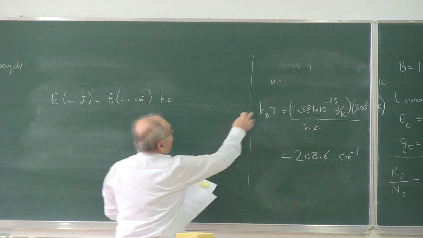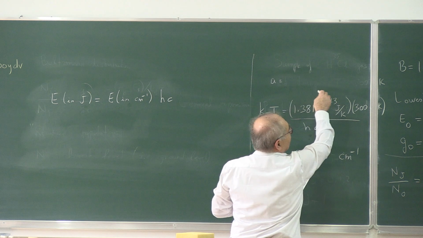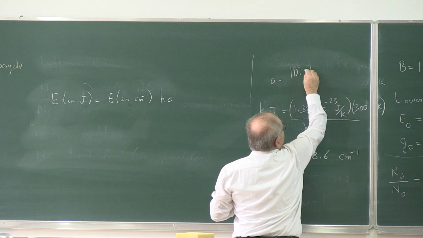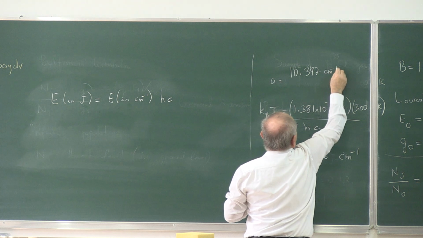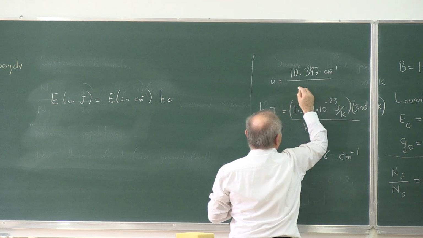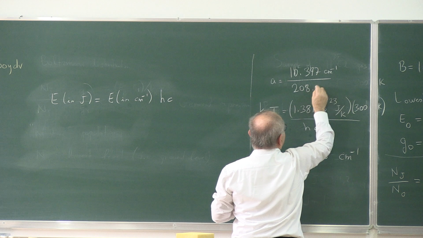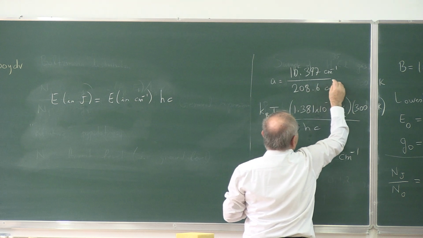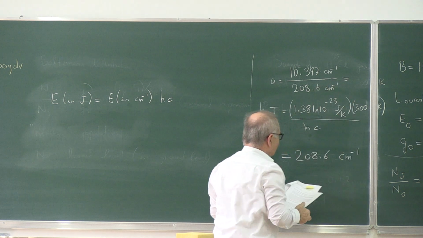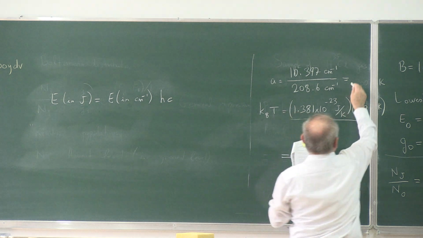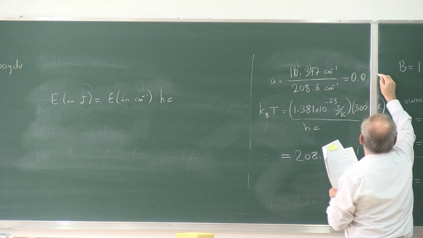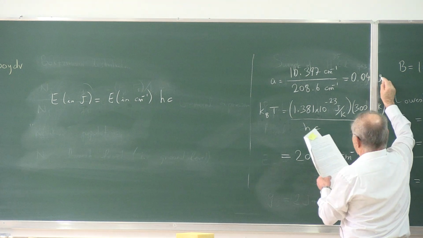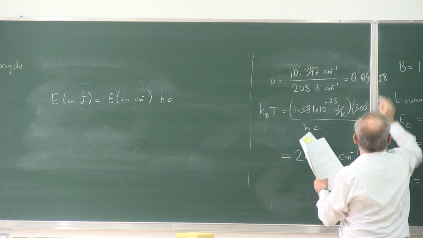So the value of this A is 10.397 wave number divided by 208.6 wave number, and the result is 0.0498.